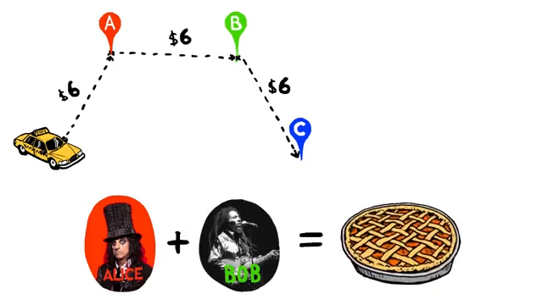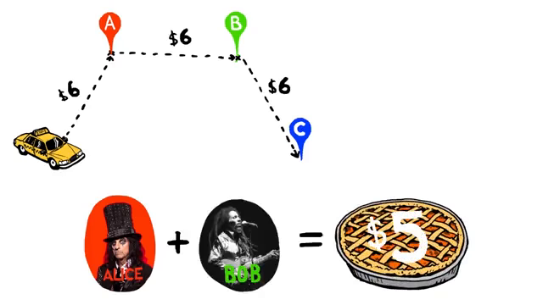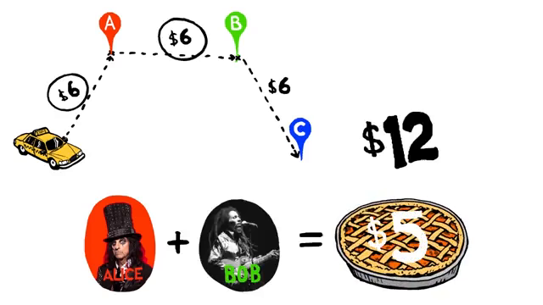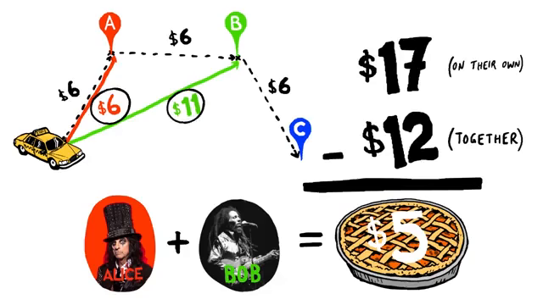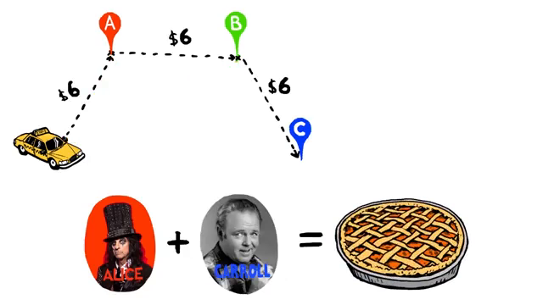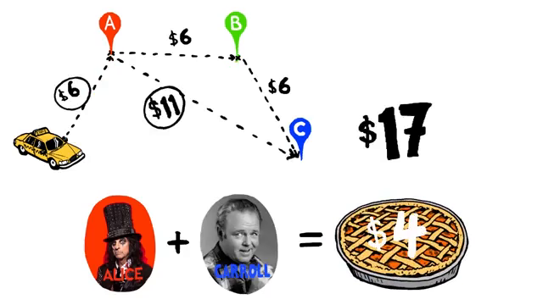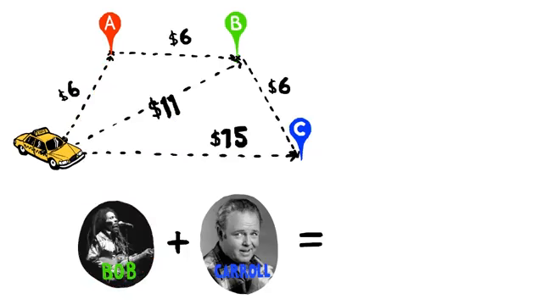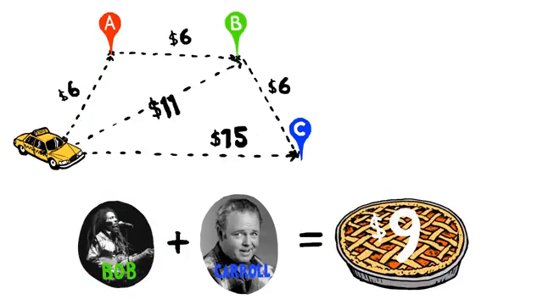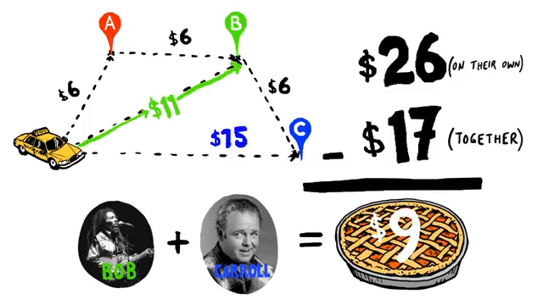Alice and Bob can create a pie of size 5 together. They spend 6 and 6, which is 12, which is $5 better than what they would spend on 2 cabs. Alice and Carol can create a pie of size 4 together. They would spend 6 and 11, or 17, which is 4 better than what they would spend on 2 cabs. Bob and Carol can create a pie of size 9 together. They would spend 11 and 6, or 17, which is 9 better than what they would spend on 2 cabs.